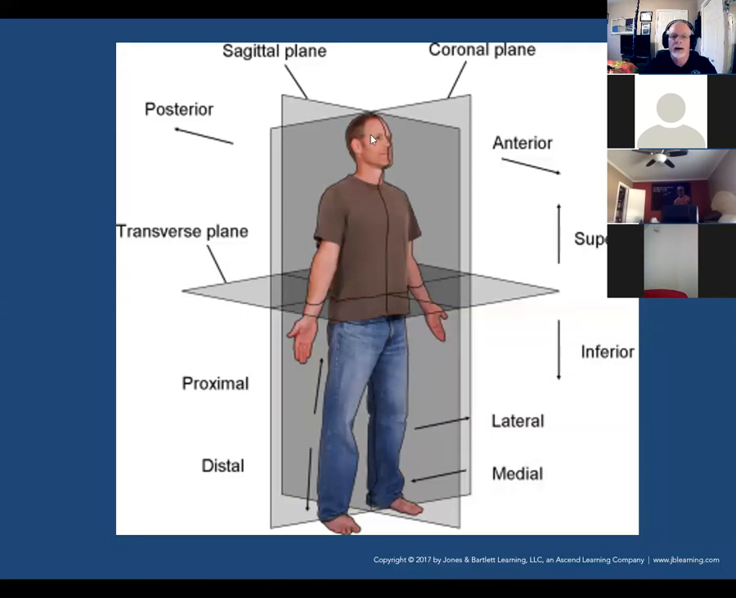So he has a right orbit and a left orbit because of that sagittal plane. He has a right upper quadrant, left upper quadrant, and it goes right down straight through the pubic symphysis. That's where the 2 pubic bones come together in the front, right down the middle of the sacrum in the back. So that is a sagittal plane.